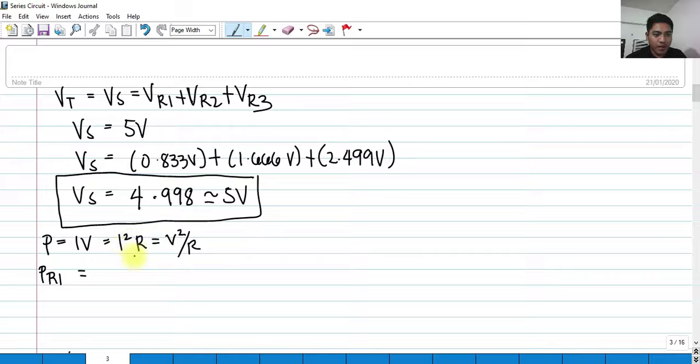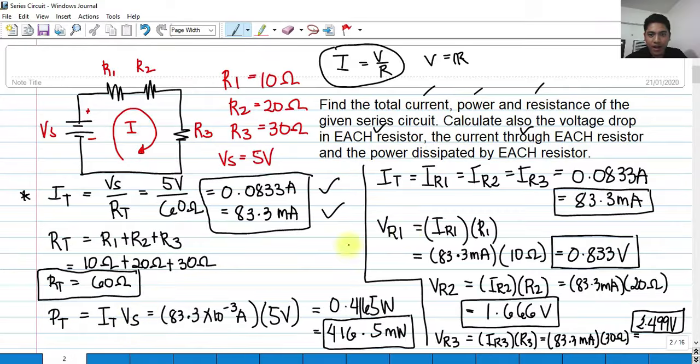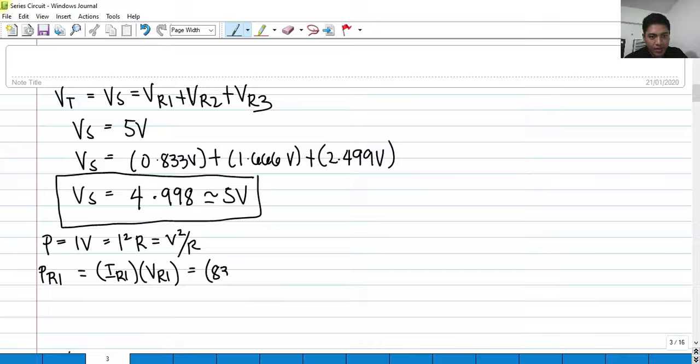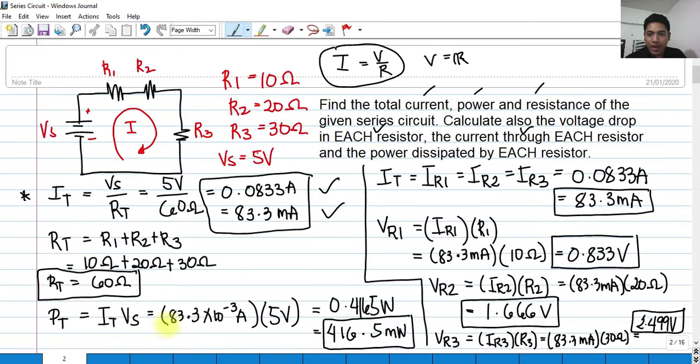We also know the current in R1, and we know the value of R1, so we can use this formula. Or we know the current through R1 and the voltage drop across R1, so we can also use this formula. So what will we use? We use IV, for simplification. So we have I R1 and, of course, the voltage drop at resistor 1. The current in R1 is equal to the total current, which is 83.3 milliamperes, multiplied by the voltage drop at R1.